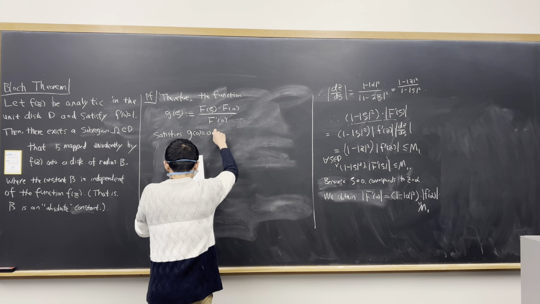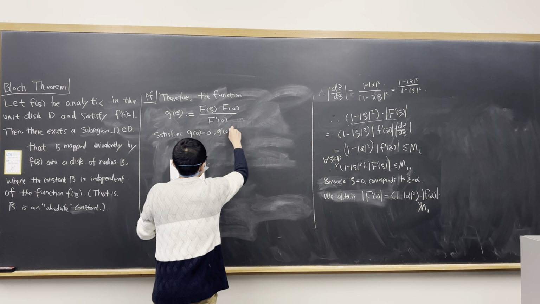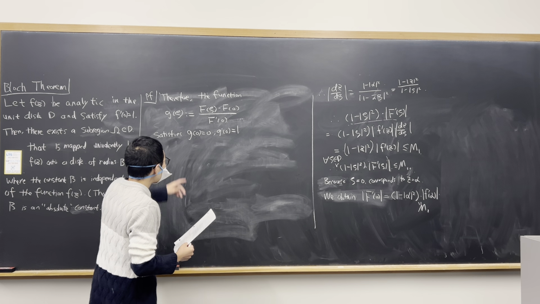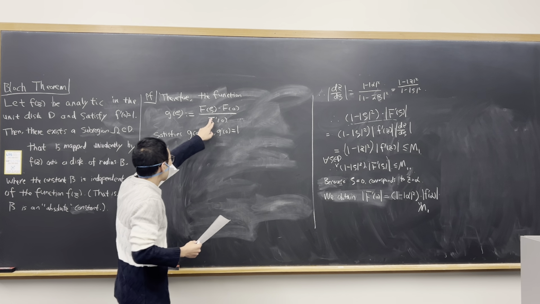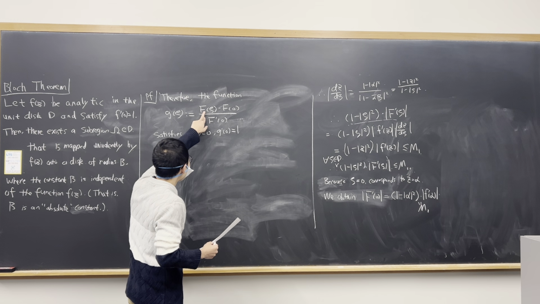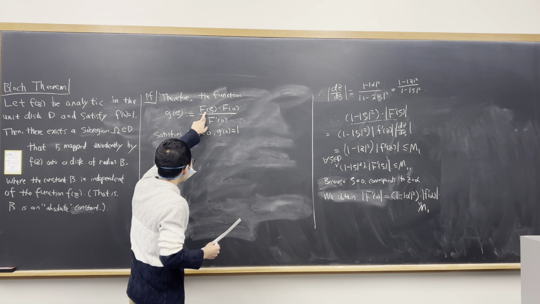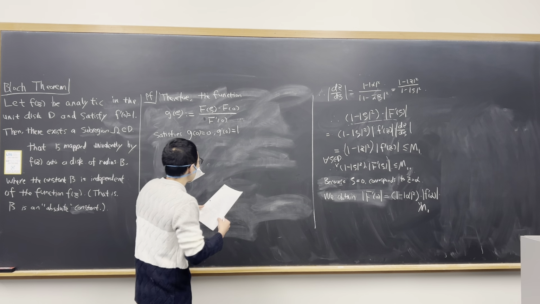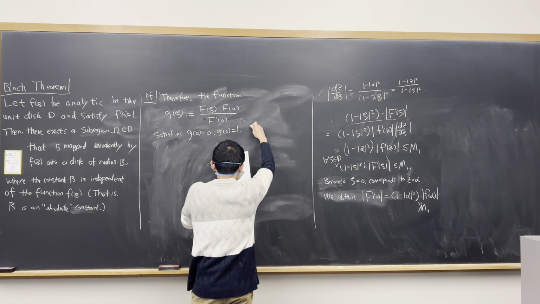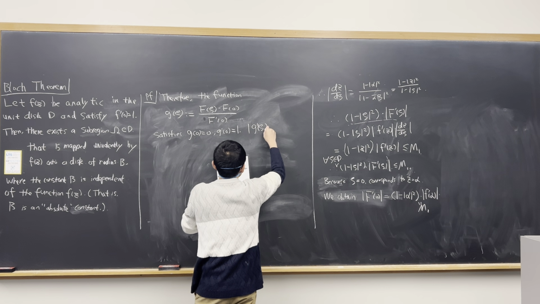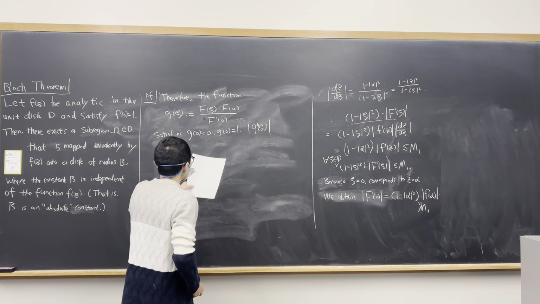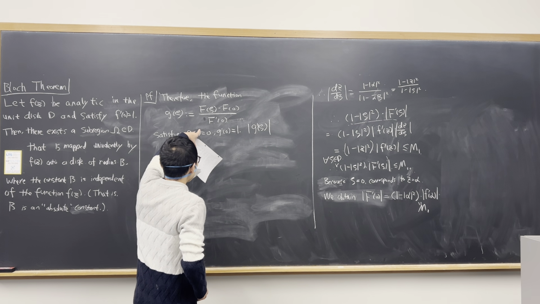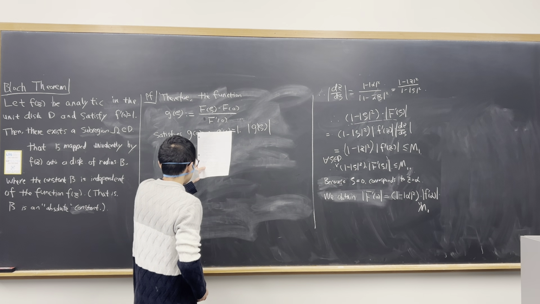And also g prime at 0 is equal to 1. Right. So when you take the derivative, it will give you f prime 0. Okay. And then the modulus of g prime zeta is basically the modulus of f prime zeta over f prime 0, right?